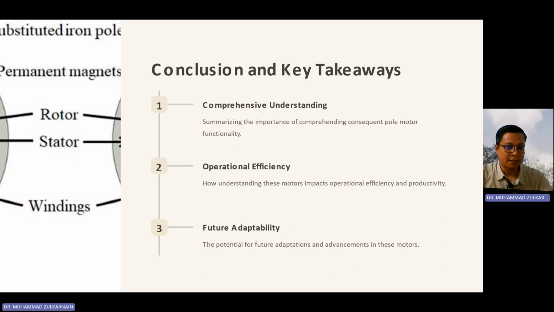And then operational efficiency: how understanding this motor impacts operational efficiency and productivity. Okay, you need to understand how far the efficiency can be implemented and the precision of the result. And then future adaptability, the potential for future adaptation and advancement in this motor. So we need to improve, maybe by following the updated technology in this pole motor.